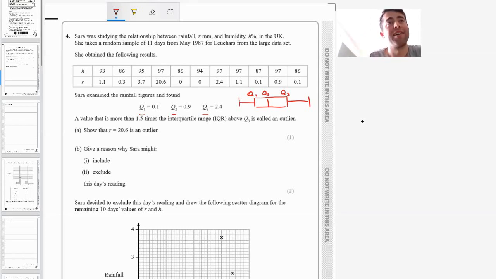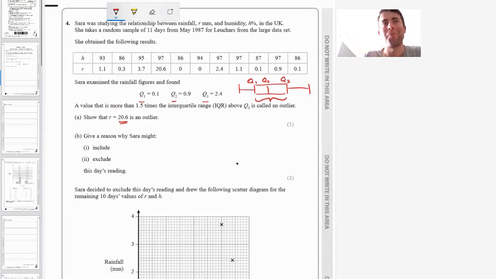We're asked to show that 20.6 is an outlier by calculating the interquartile range, the difference between the upper quartile and the lower quartile, and doing a little calculation with it and showing that R is outside it. You can do that. Give a reason why Sarah might include or exclude an outlier.